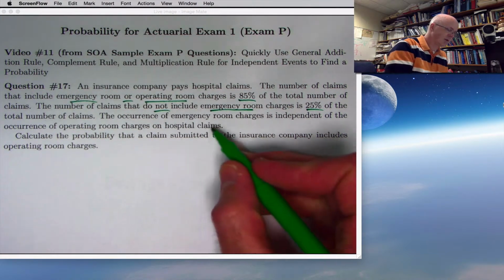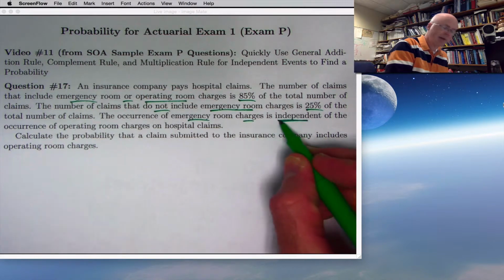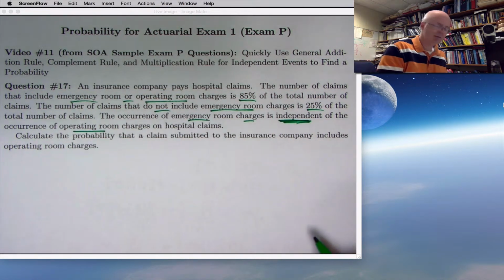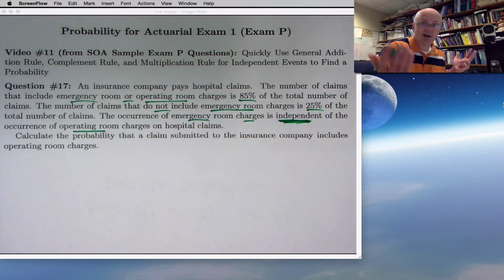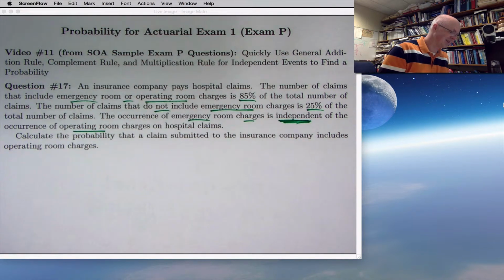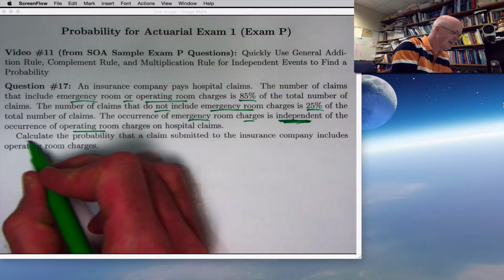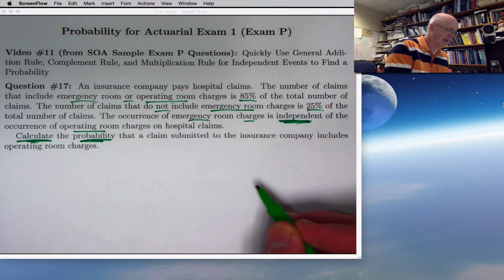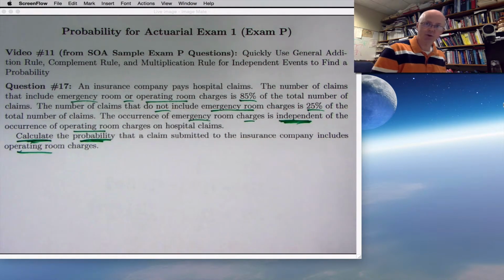And the occurrence of emergency room charges is independent, there's your key word, of the occurrence of operating room charges on hospital claims. Is that a reasonable assumption? I don't know. Okay, we're going ahead and assuming it's true for the situation of solving this problem. Calculate the probability that a claim submitted to the insurance company includes operating room charges. Okay, again, let's see how quickly we can go.